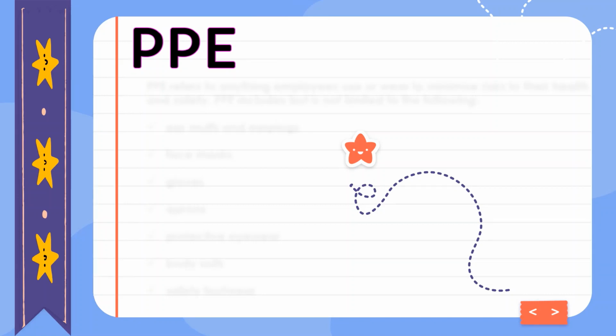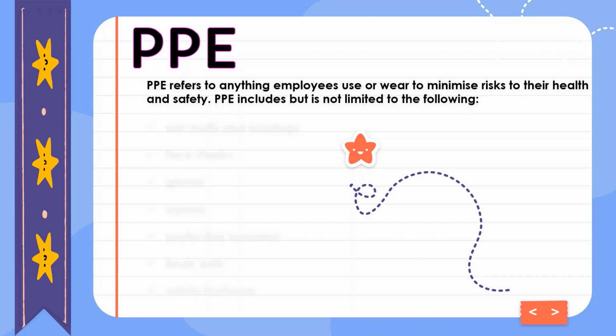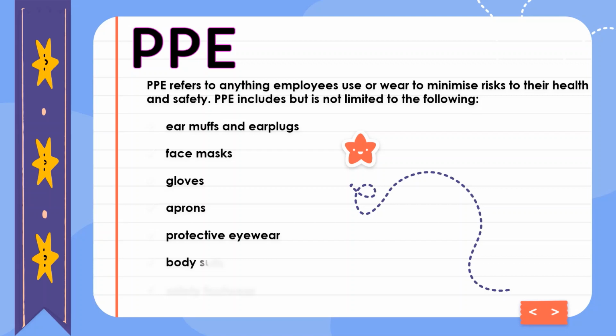Let's take a closer look at the hierarchy of control. PPE, or personal protective equipment. PPE refers to anything employees use or wear to minimize risk to their health and safety. PPE includes but is not limited to the following: earmuffs and earplugs, face masks, gloves, aprons, protective eyewear, bodysuits, and safety footwear.